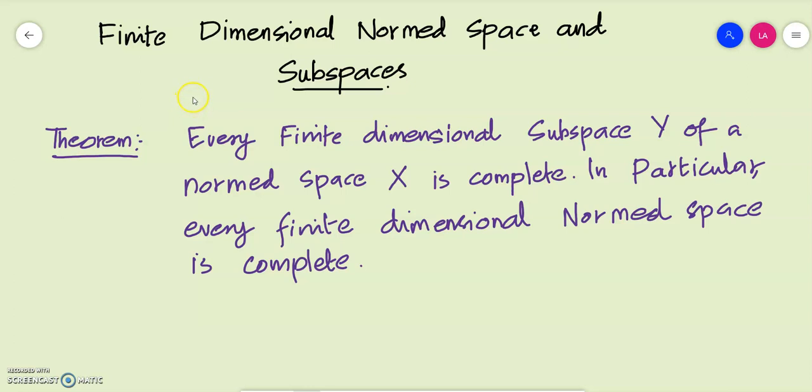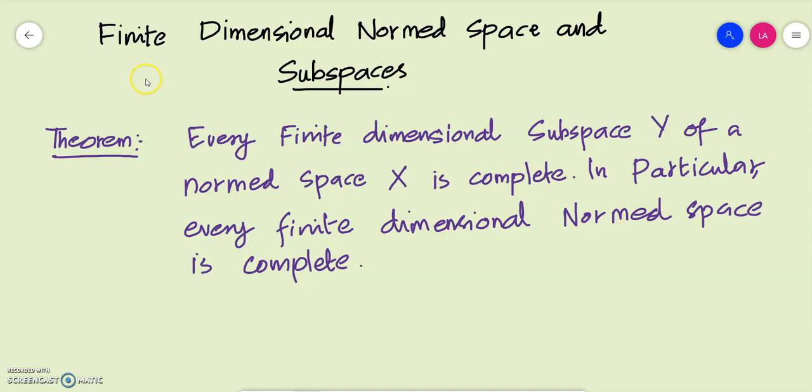Welcome, my dear students. So we are discussing the characterization of finite dimensional normed spaces and its subspaces. In this section, we have already discussed that for a given finite set of linearly independent vectors, you can always find a constant c which satisfies the inequality norm of alpha 1 x1 plus etc. plus alpha n xn is greater than or equal to c times (modulus of alpha 1 plus etc. plus modulus of alpha n).